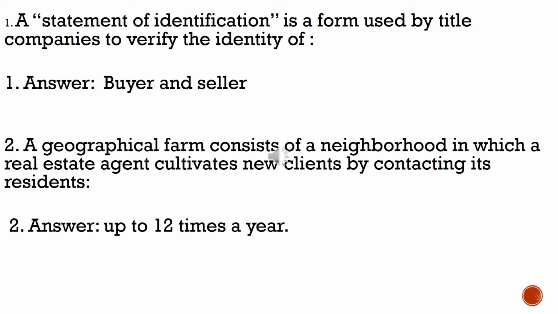Question number 1. A statement of identification is a form used by title companies to verify the identity of: answer, buyer and seller. Question number 2. A geographical farm consists of neighborhoods in which a real estate agent cultivates new clients by contacting its residents. Answer, up to 12 times a year.